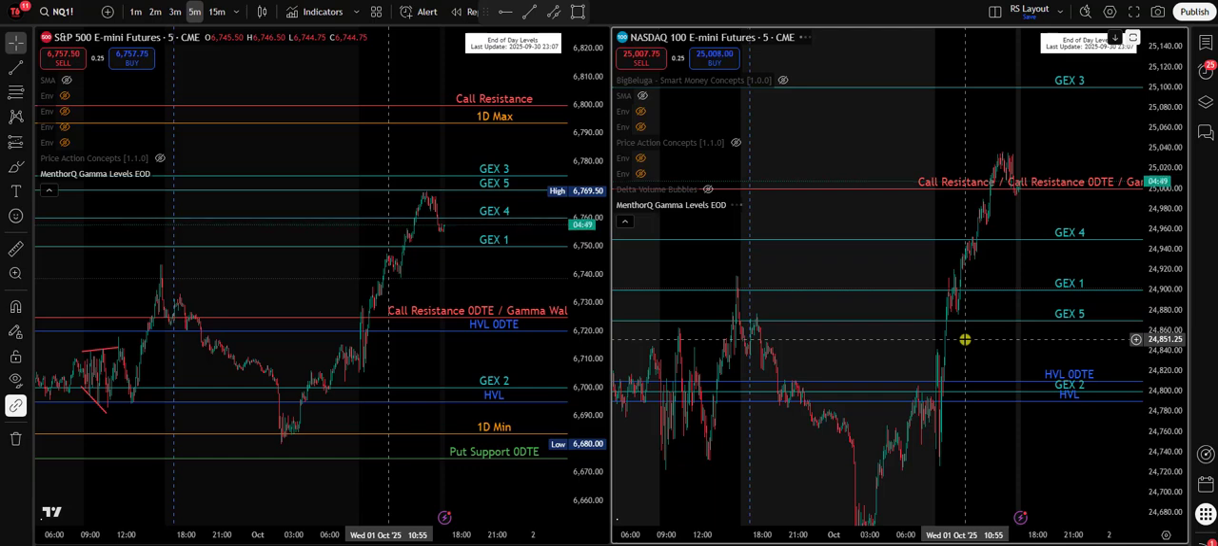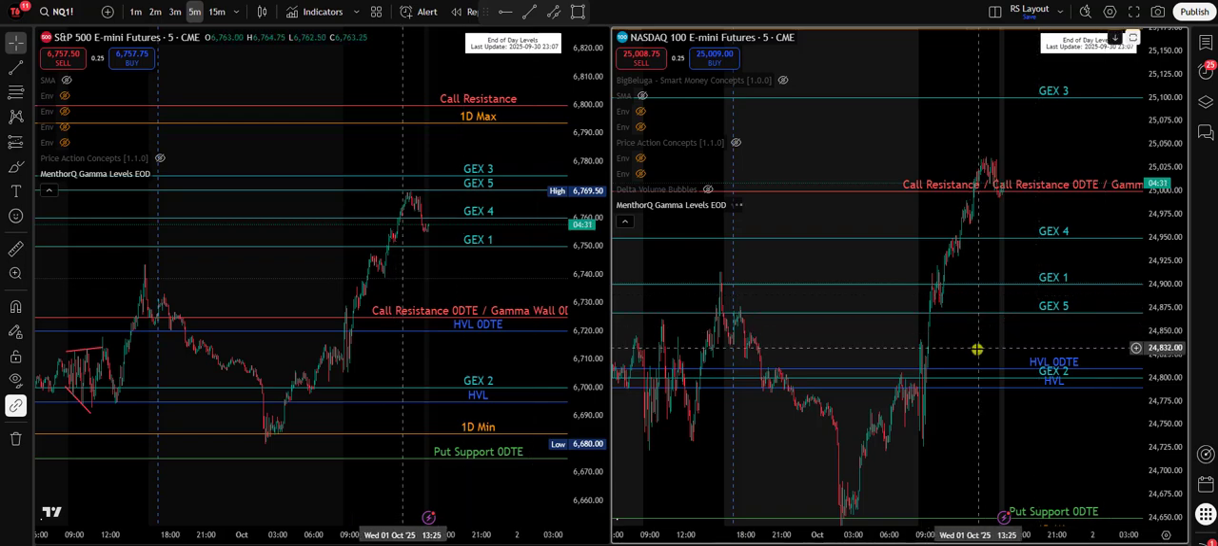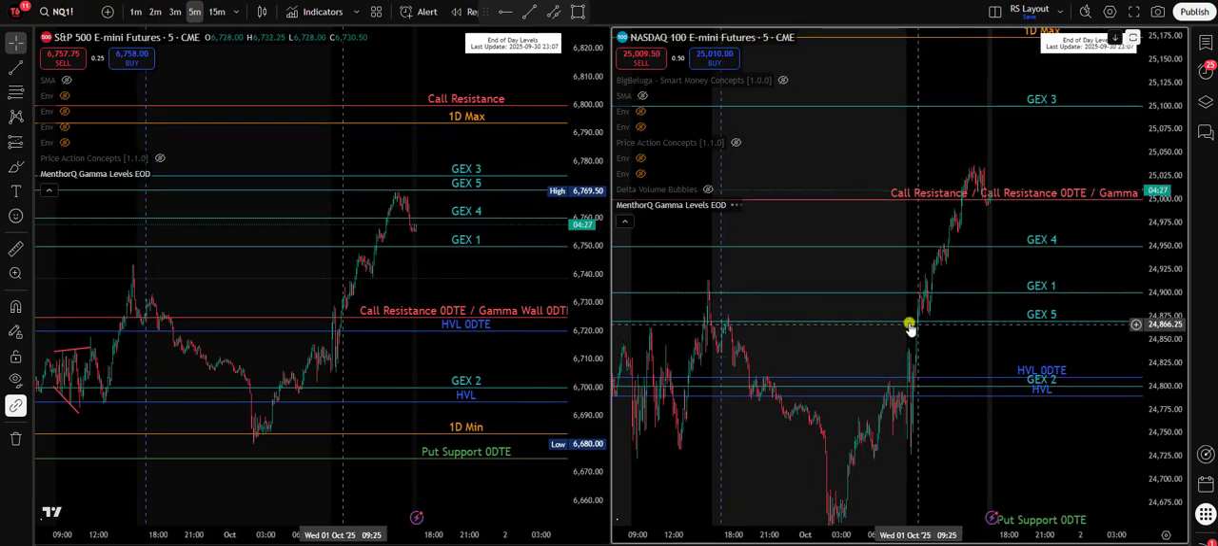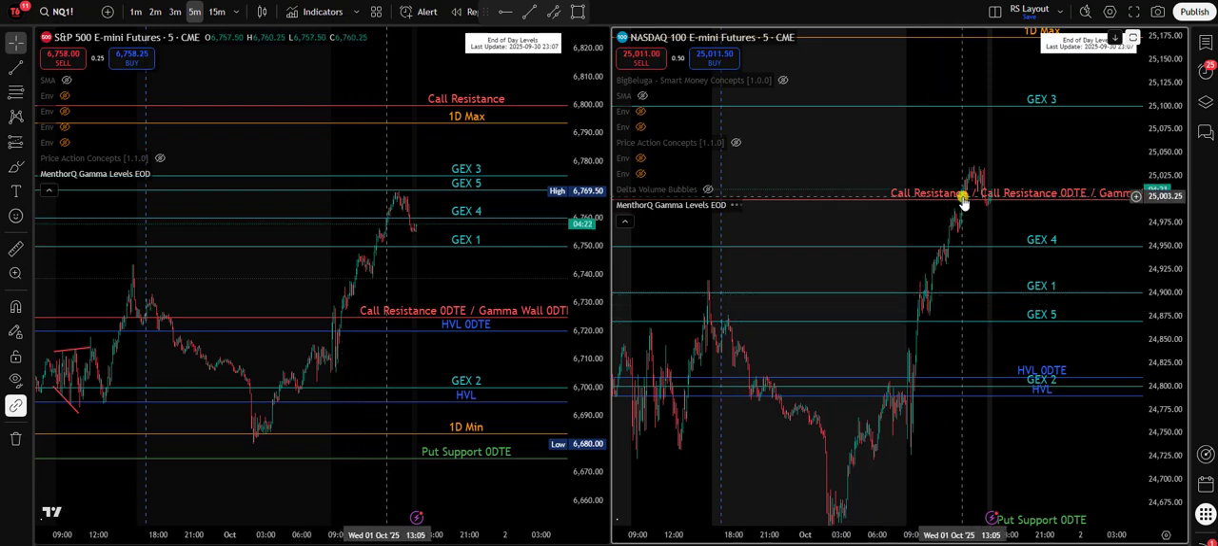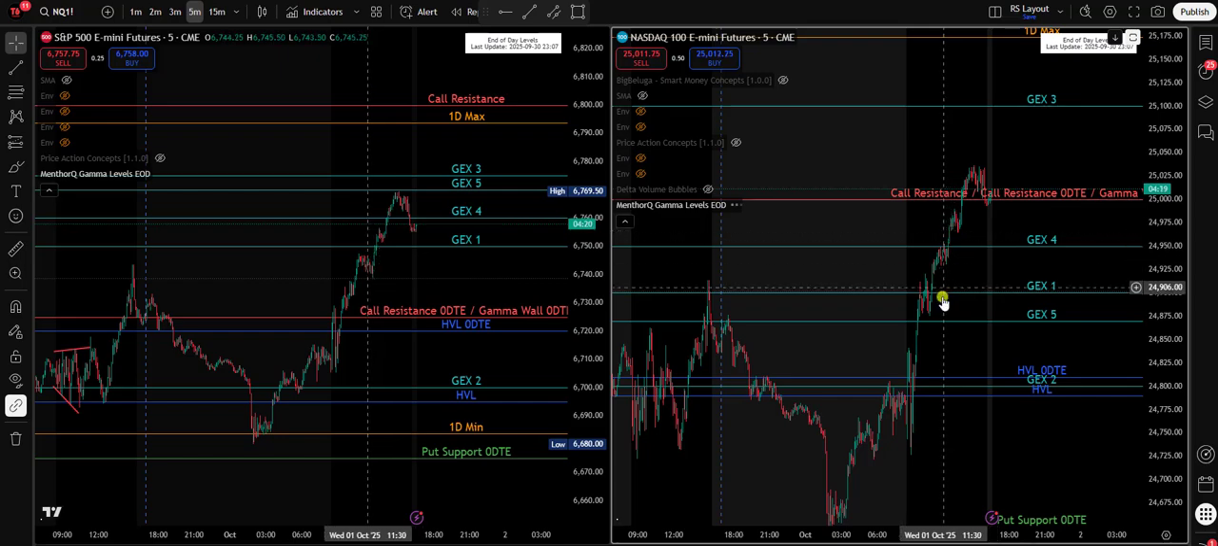Sometimes one is below and the other is above the opening, which I really like because it gives me a range. So price usually goes down, hits one, and then heads up to the other one. Now in this case, it barreled right through JEX 5 on the Nasdaq and headed straight up. Super strong price action today. Headed all the way up to the call resistance.